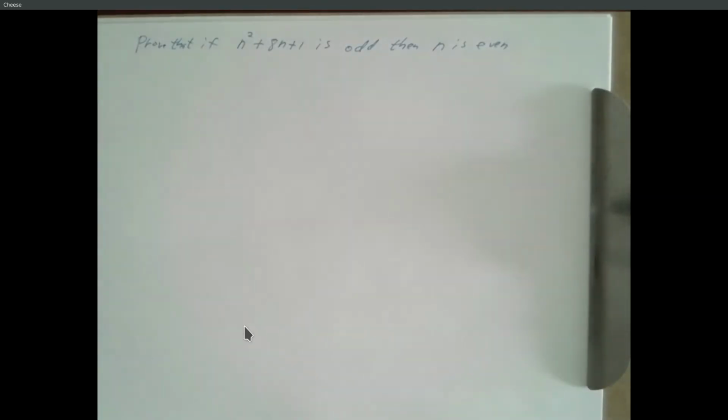Let me make sure this is true. Okay, I think that's true. If we can prove it, then it's true. This still looks really fuzzy to me. So prove that if n squared plus 8n plus 1 is odd, then n is even.